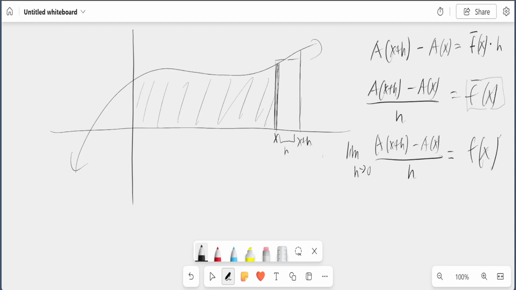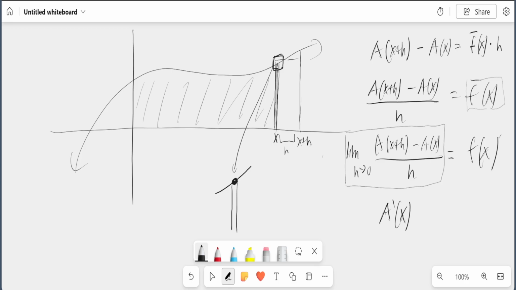And the reason for that is, if the lines are so close together, I'm zooming in a little bit. Let me zoom in here. If the lines are so close together, the average value just essentially becomes the value at x, right? And so this turns into f of x. And what does this look like? Actually, yeah, it does look like the derivative.